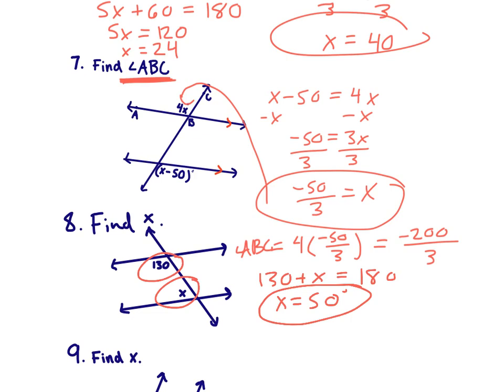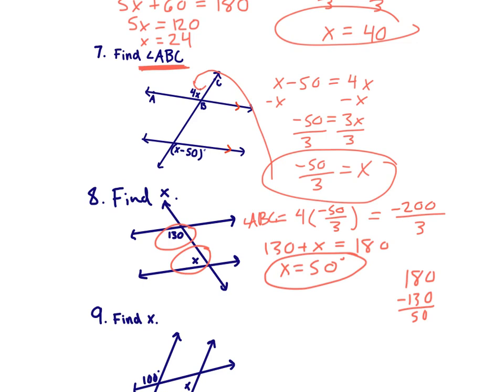I'm confused. I got 150. So what I did was I put x plus 130 equals 180. So then 180 minus 130 is what? 50. If we take 180 and subtract 130, we get 50. So you just messed up on the math a little bit. But you had the right idea. You add the two and set them equal to 180.